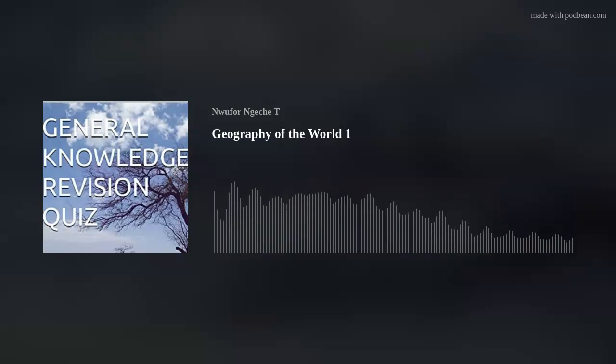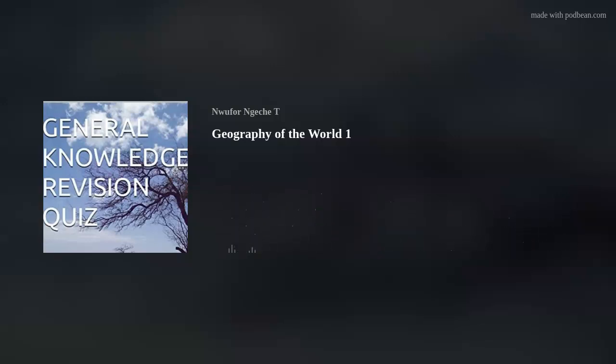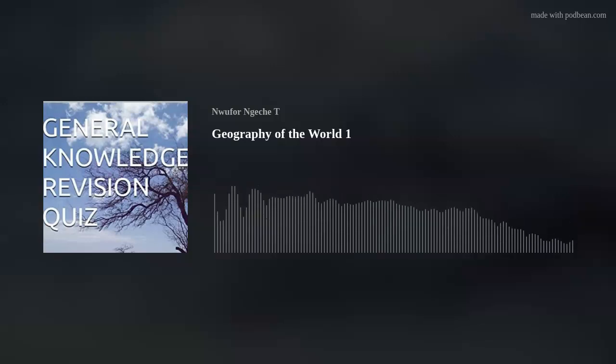Revision on general knowledge. Geography. Revision on the geography of the world. The Earth makes two kinds of movement, namely rotation and revolution.